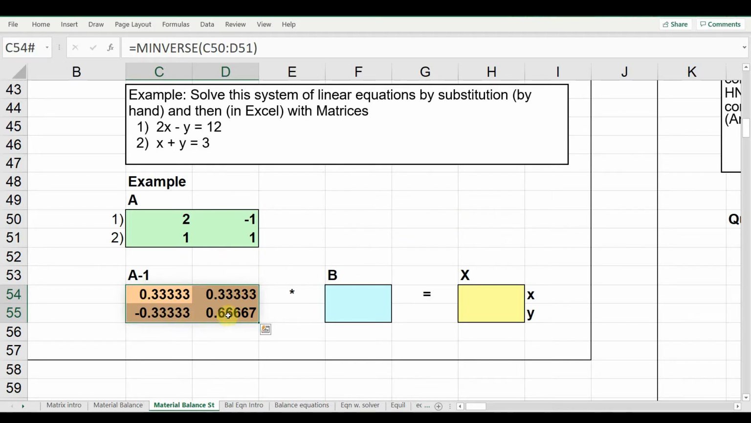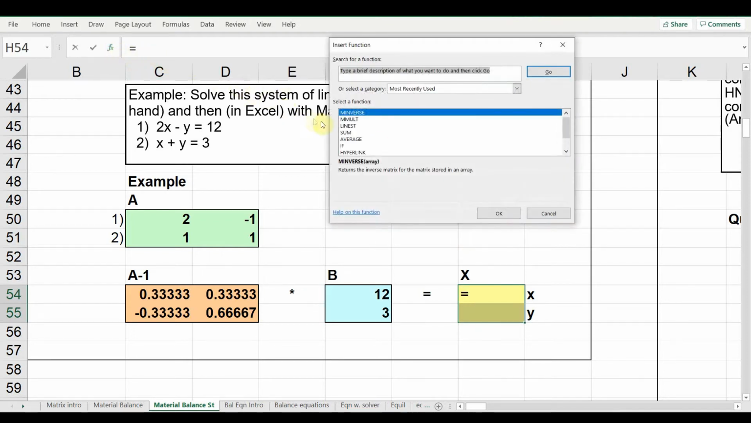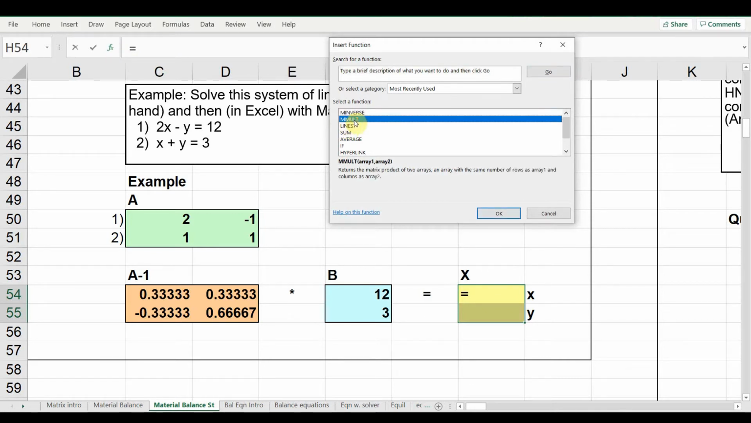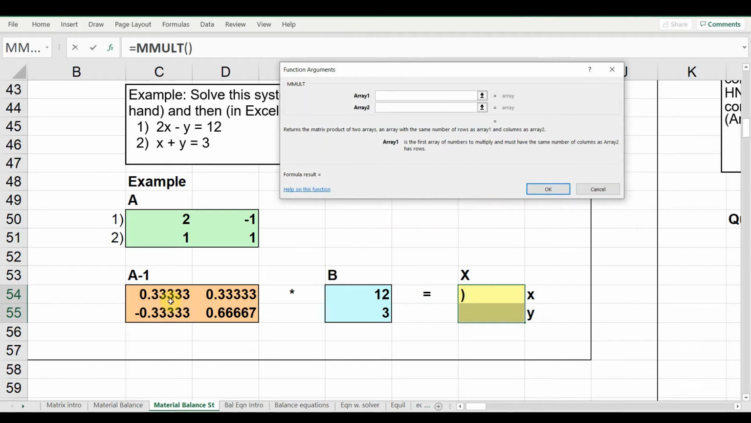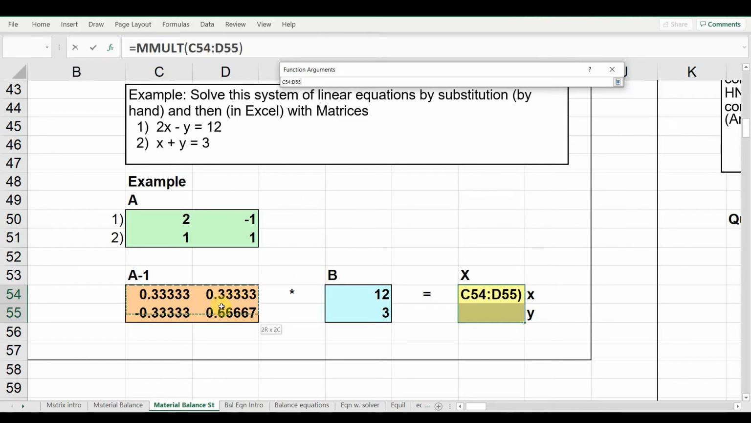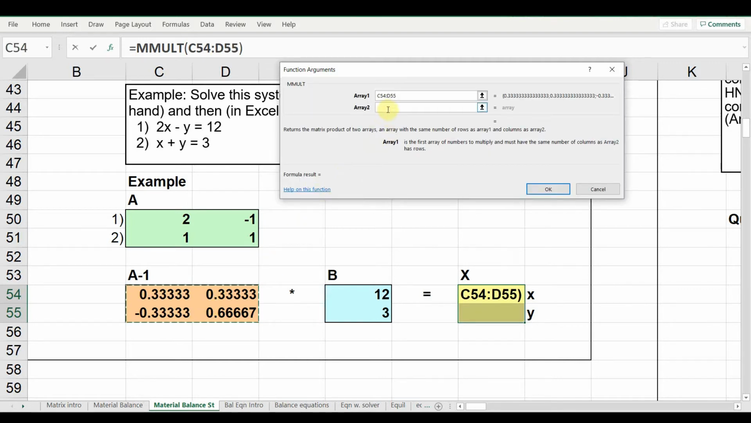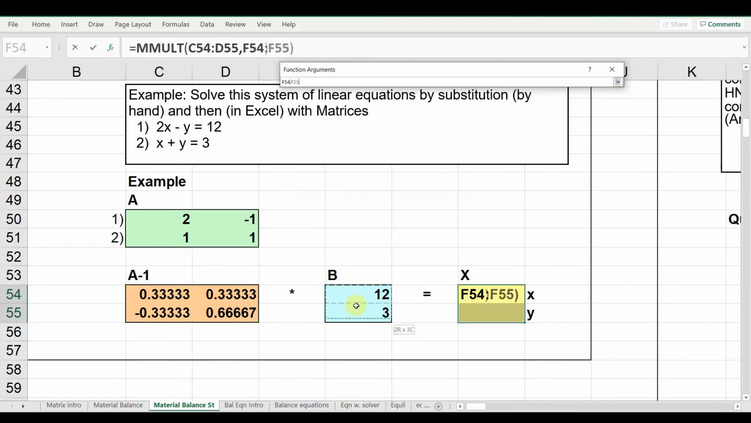We want to multiply that by the matrix of the constants here, which are 12 and 3. We multiply these two together, and we'll get the matrix of the variables. So select the cells where the matrix of variables will be displayed, and go to the Insert Function tab and find the function called MMULT for multiplying matrices together, and say OK. You need to then select array 1, which will be the inverse matrix of the coefficients of the variables, times array 2, which is the matrix of the constants.